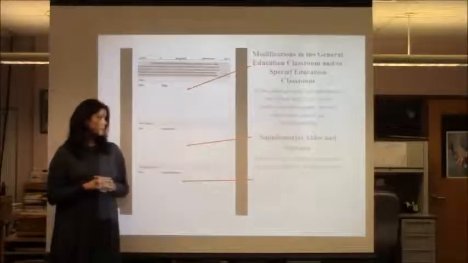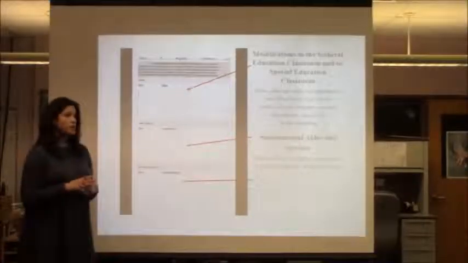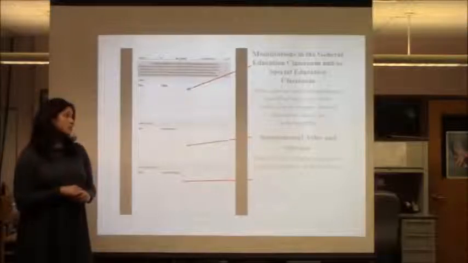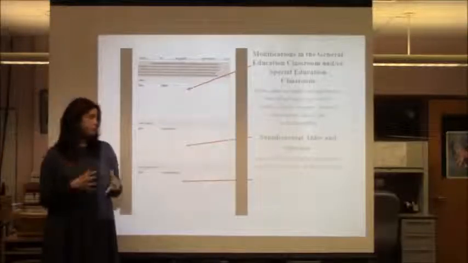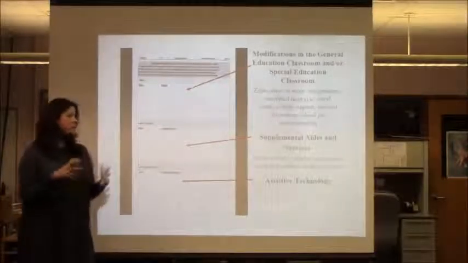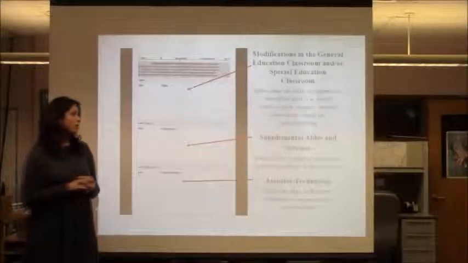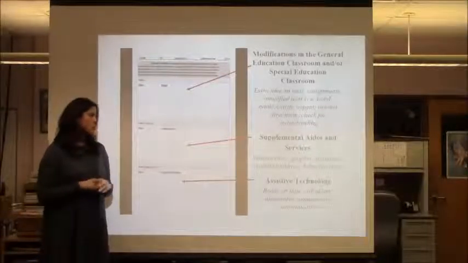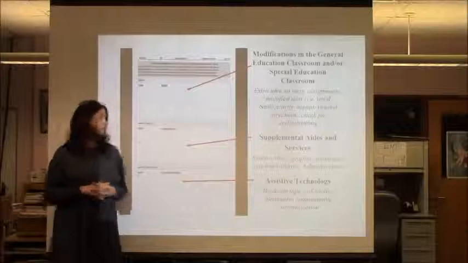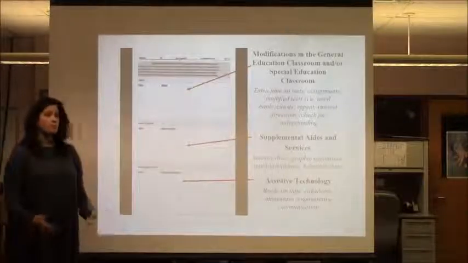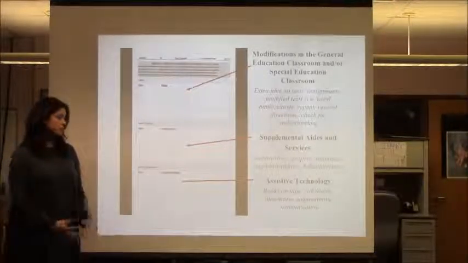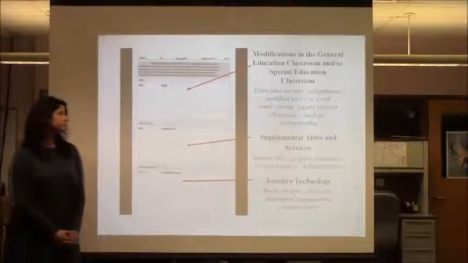Supplemental aids and services is a little bit different. This could be if a child is receiving OT and they need a sensory diet, or they're having trouble with their writing, they need a graphic organizer, reading windows, so forth, behavior chart. That would be your supplemental aids and services. On the bottom, it's assistive technology, and assistive technologies can be books on tape, calculators, or alternative augmentative communication.